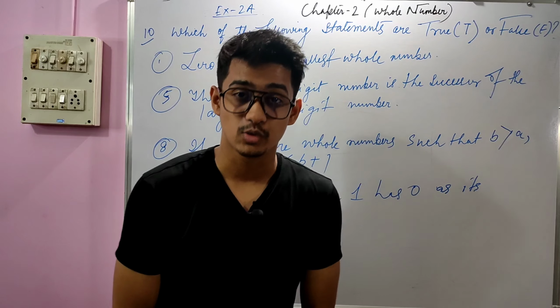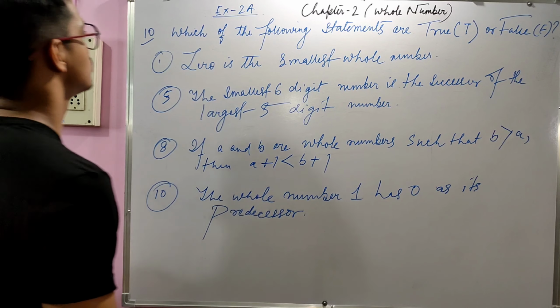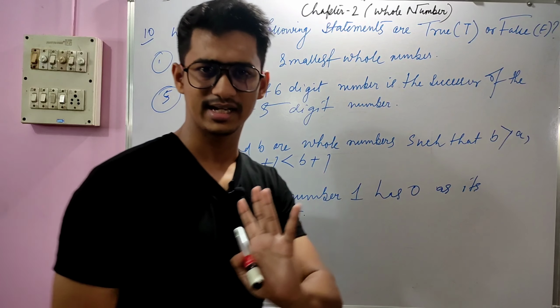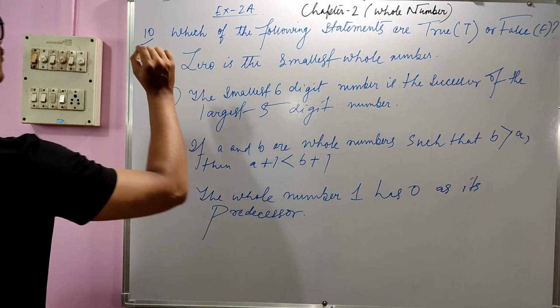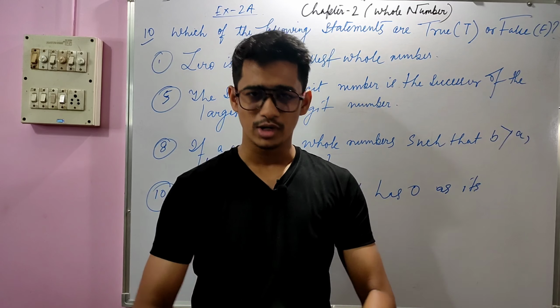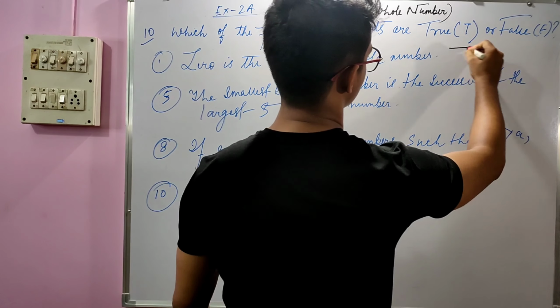Alright, so we are just coming towards the end of this particular video. The last question of today's session is: which of the following statements are true and false? We have to find that out. The first statement is that 0 is the smallest whole number. Is it true or false? No need to tell anything, it is basically true.